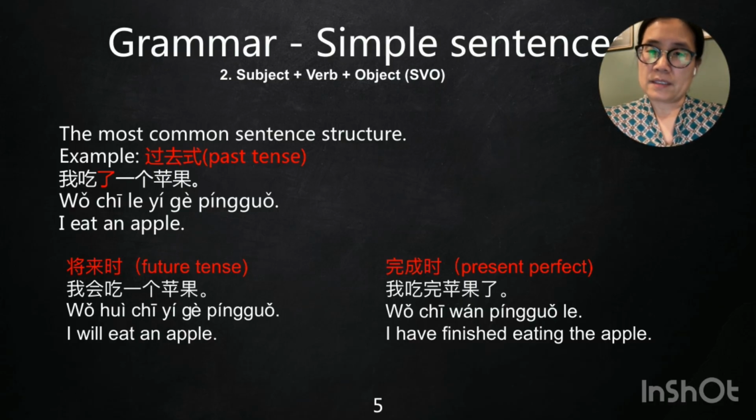For the present perfect, we can say 我吃完苹果了, which means I have finished eating the apple. 完 indicates the end or the completion of an action. But you also see the le at the end of the sentence, right? When the le appears at the end of the sentence, it indicates the change of state. We call this le a sentence final particle. So in this sentence, 我吃完苹果了, it means I have finished eating the apple. So the situation of eating the apple is done, is finished. So that's why we use le at the end of the sentence.